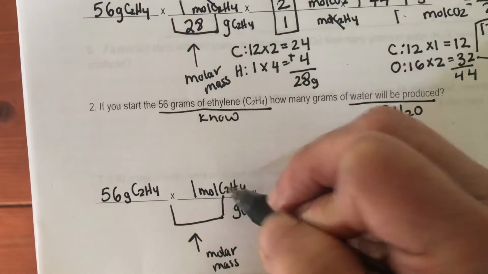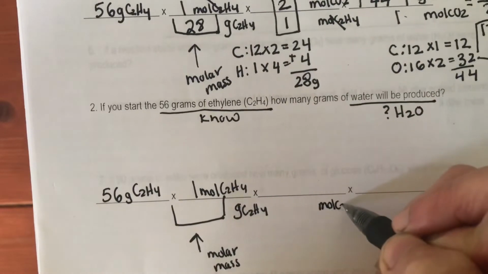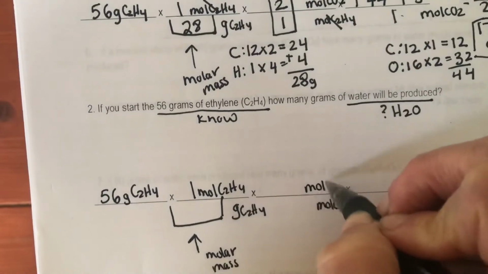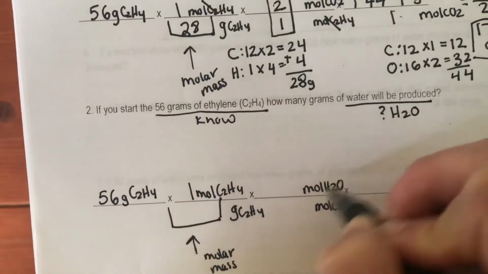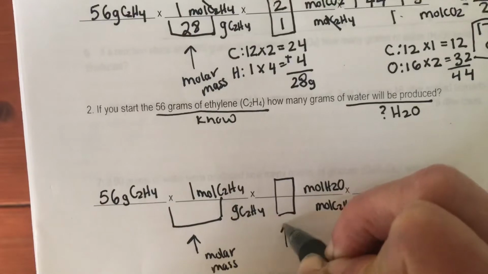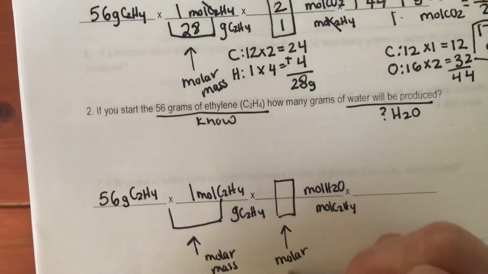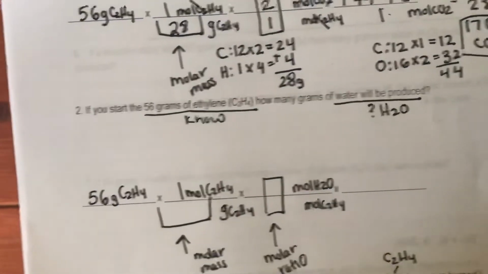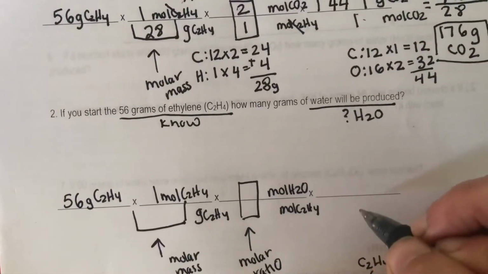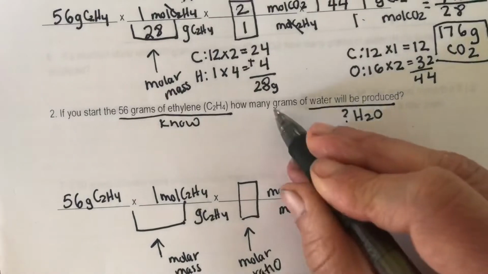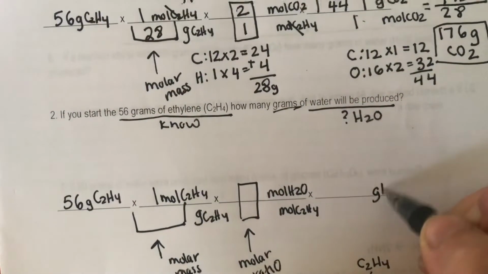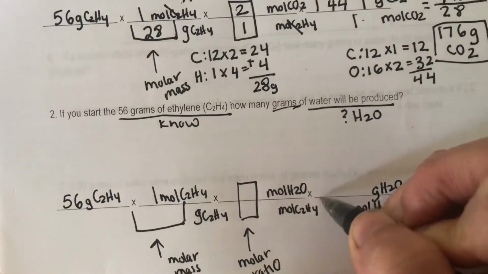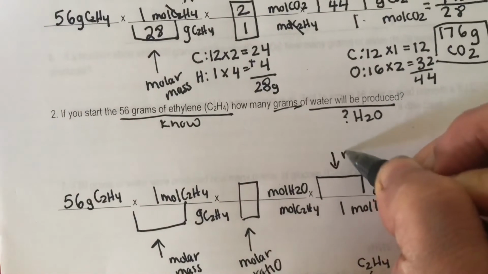Then I know to cancel my moles of C2H4, that's going to go at the bottom. And I'm trying to get to moles of water, so that's going to go at the top. And in here, you're going to put your molar ratio. Finally, at the end, I don't want to be in moles of H2O. I want to be in grams, because that's what it was asking me for. So grams of H2O goes at the top. 1 mole of H2O goes at the bottom. And you're going to put your molar mass of water in there.